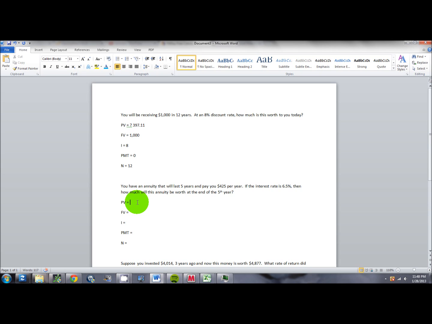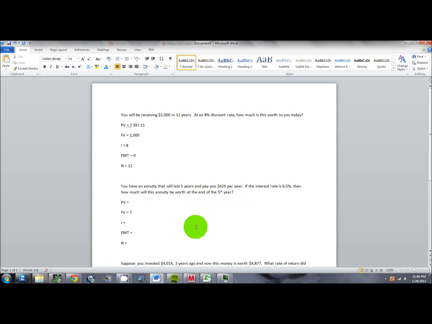So let's move on to the second problem. The second problem is a little bit different. Now we're going to work with an annuity. And if you remember, an annuity is an equal fixed payment over time. You have an annuity that will last 5 years and pay you $425 per year. If the interest rate is 6.5%, then how much will this annuity be worth at the end of the 5th year? Just by the wording in the problem, you're looking for your future value.